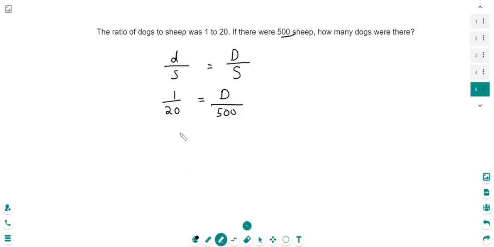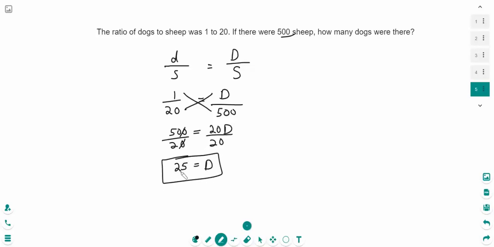We've gotten it into one variable. So now we can cross multiply. This one's going to be pretty easy. We have 1 times 500, well, that's 500. And then we have 20 times D, well, that's 20D. And then we're going to divide both sides by 20, right? And zeros will cross out, so we have 50 divided by 2, which is 25. So we have 25 equals D. So how many dogs do we have? We have 25 dogs when we have 500 sheep when we have this ratio. Excellent. All right, well, hopefully that makes sense.